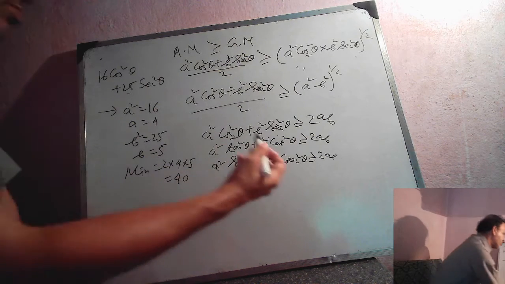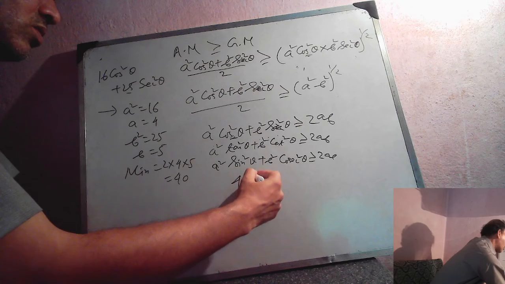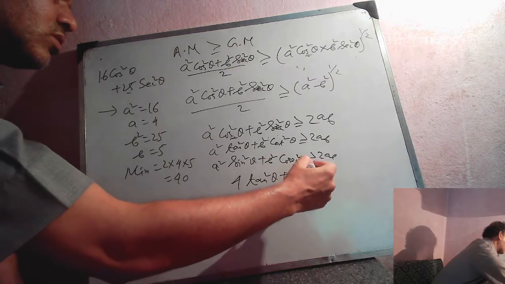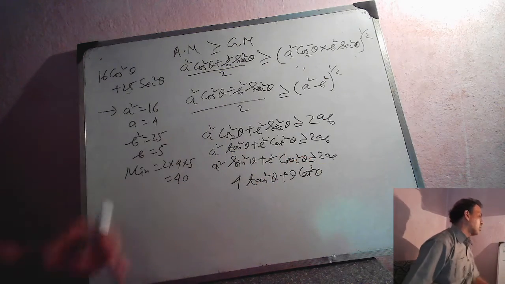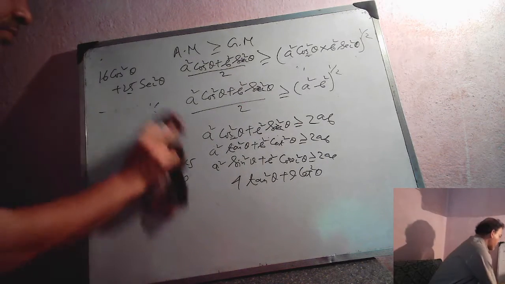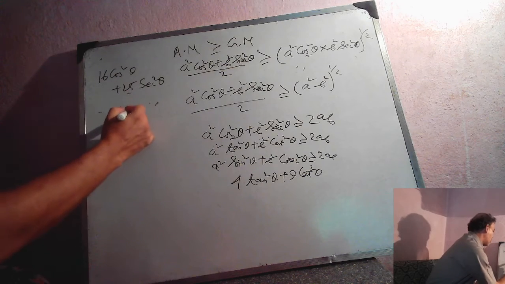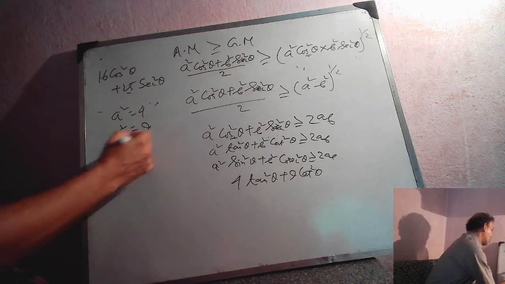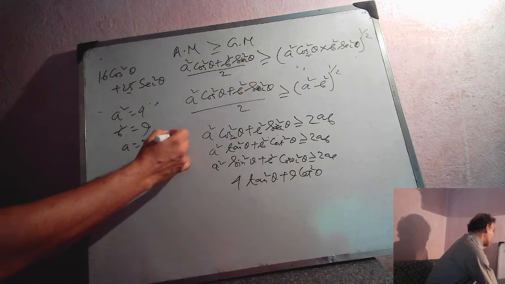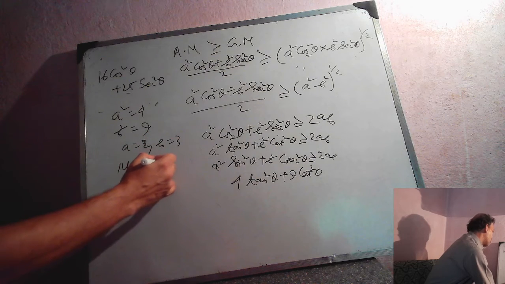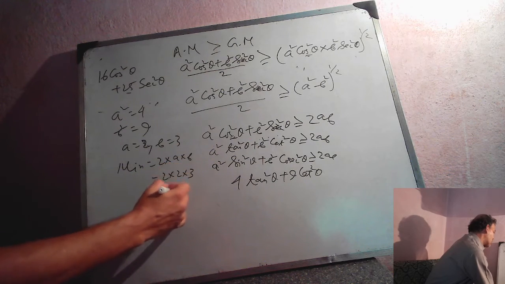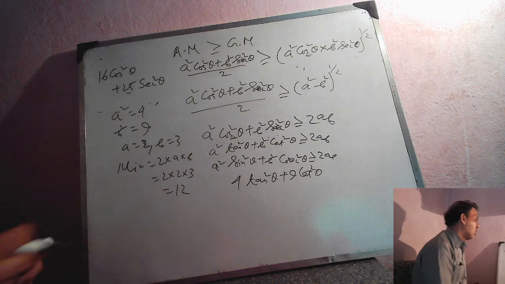What will be the minimum value of 4 tan square theta plus 9 cot square theta? Now a square equals 4 and b square equals 9. So a equals 2, b equals 3. So minimum value is twice ab, 2 into 2 into 3, equal to 12. So the minimum value of this is 12.